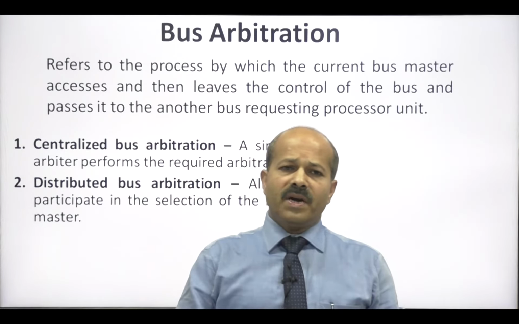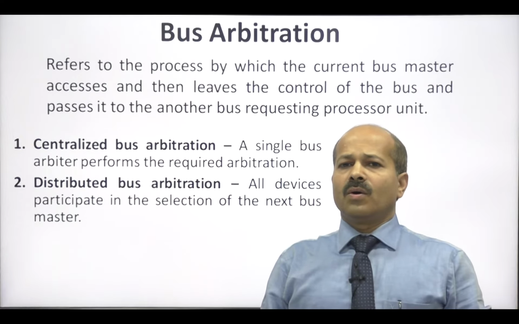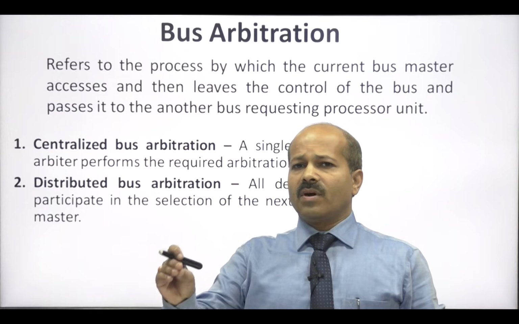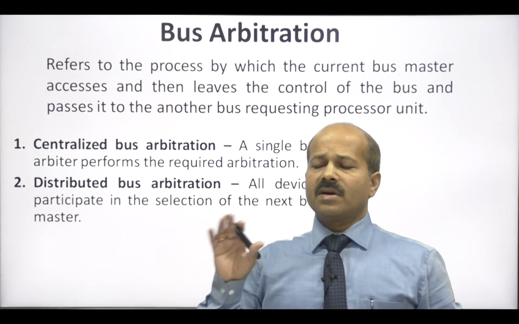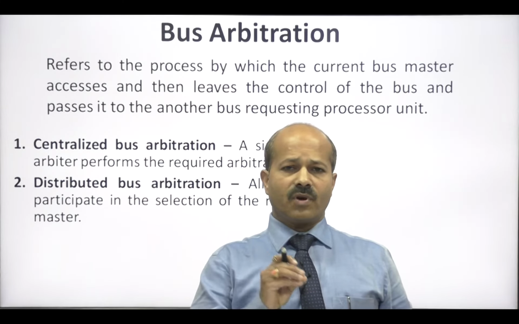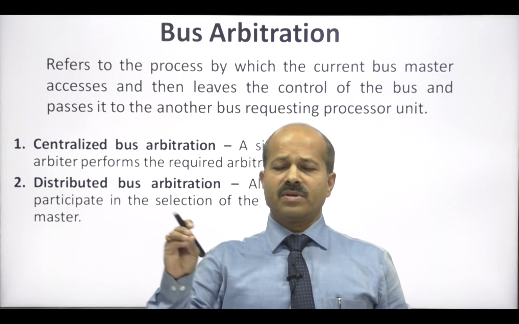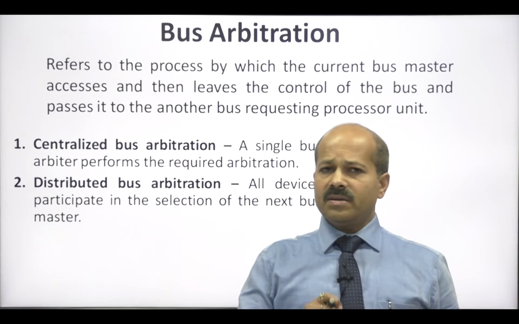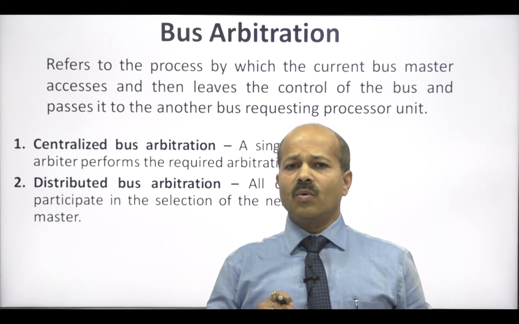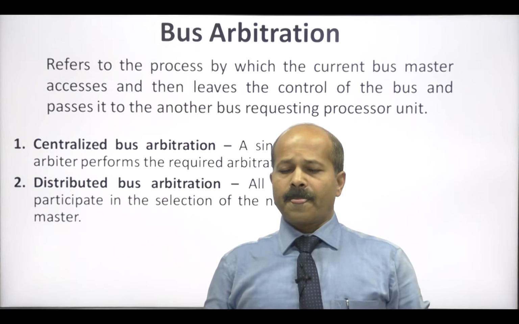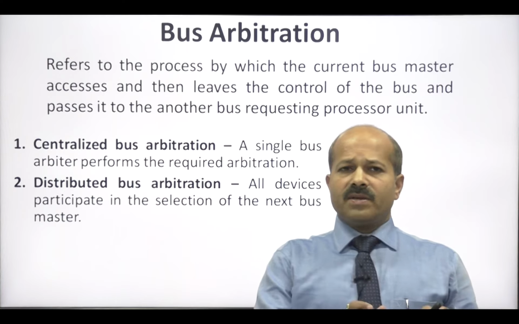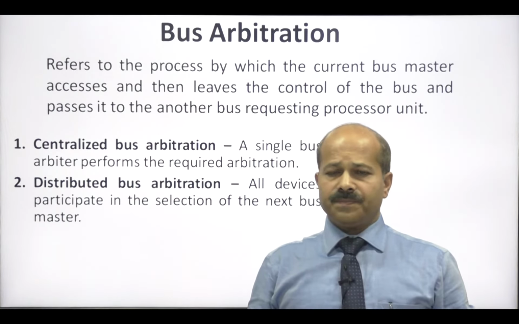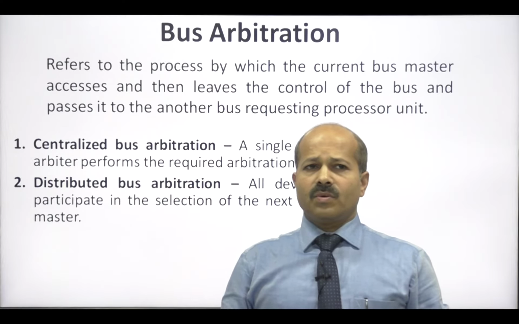It is the responsibility of the controller to allocate the bus to a particular component. There are various components requesting the bus, that means bus request signals are issued by various components, but the bus grant signal is issued by the control unit to a particular component. Switching of the bus from one component to another component is called arbitration.